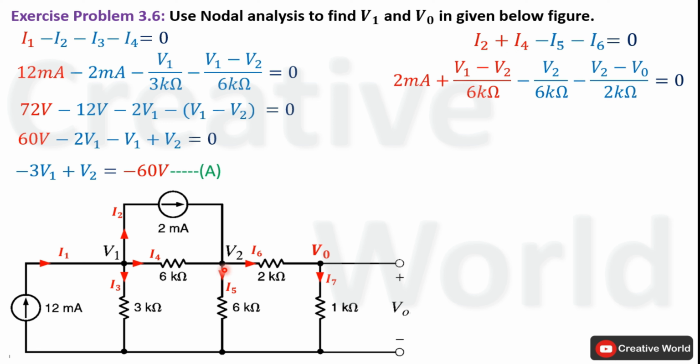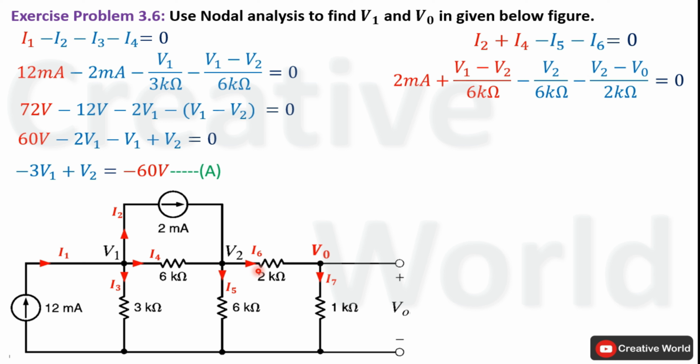I5 will be equal to V2 divided by 6 kilo ohm, the voltage across this 6 kilo ohm resistance divided by the value of resistance, and I6 will be equal to the potential difference between these two non-reference voltages divided by the value of resistance.